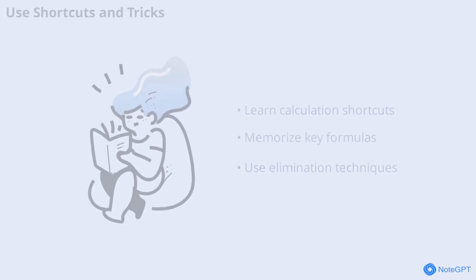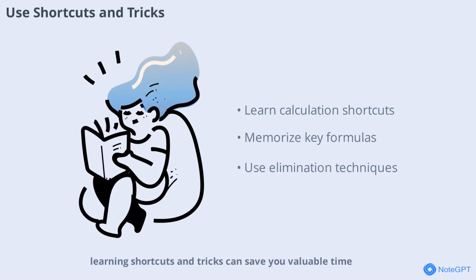For quantitative aptitude, learning shortcuts and tricks can save you valuable time. Practice common calculation methods, memorize important formulas, and use elimination techniques for multiple-choice questions. These strategies help you solve questions faster and more accurately, giving you an edge over others.